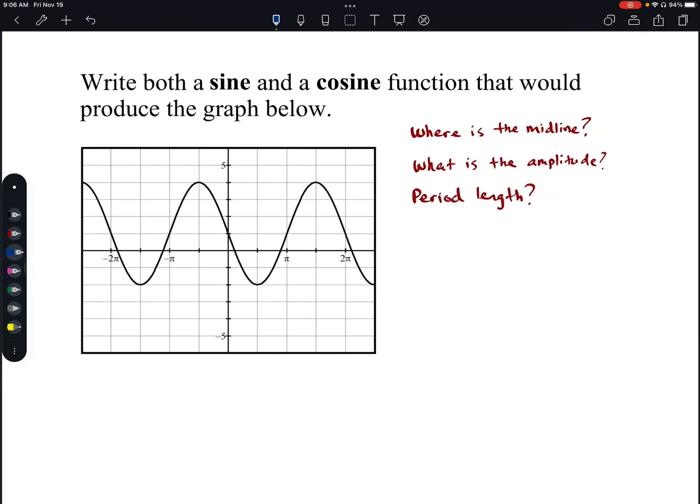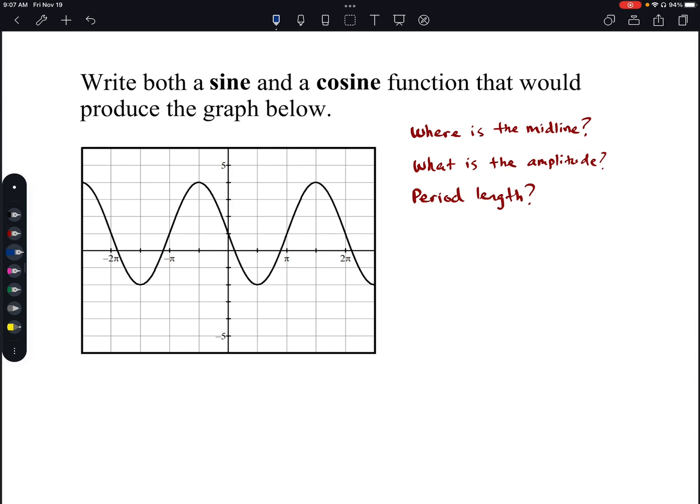Let's move on. So the next one says write both a sine and a cosine function that would produce the graph below. So you're seeing there's a function now on a coordinate plane, and we're going to try to write the equation of it based on looking at it. Okay, so there's some questions we need to ask ourselves. As you see it kind of oscillating back and forth, it says, where is the midline?